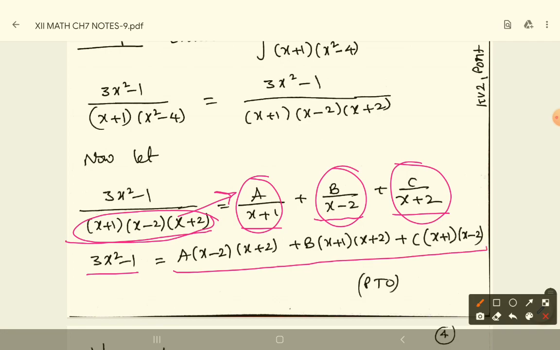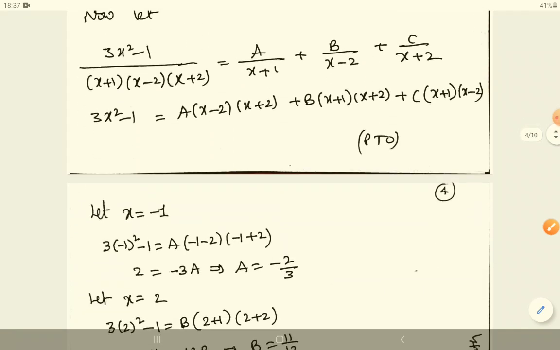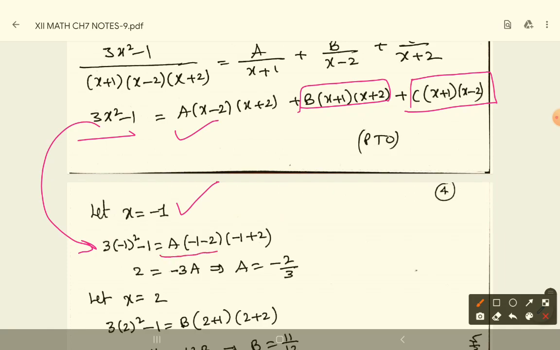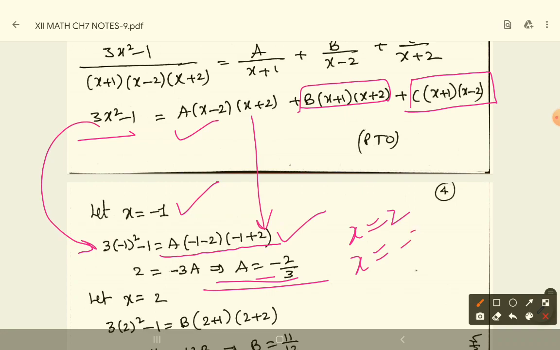Now by nullifying the factors, first we take x = −1. If I take x = −1, these two terms become zero and this remains. So 3 into (−1)² − 1 is equal to A into (−1 − 2)(−1 + 2)... substituting x = −1, I got the A value as −2/3. Similarly, by substituting x = 2 and x = −2, we get the B value and C value also.